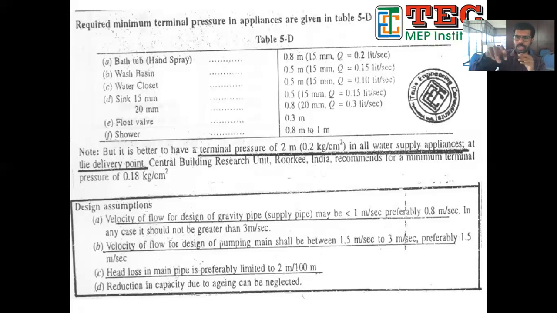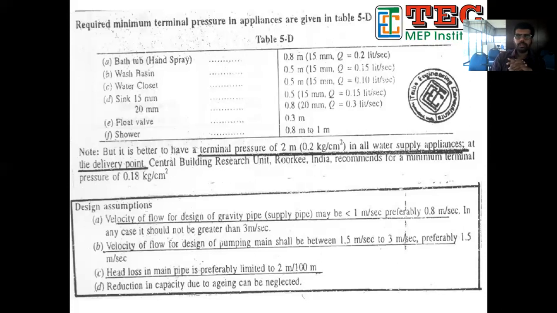For example, if you are opening a tap, it is better to have a terminal pressure of 2 meter or 0.2 kilogram per centimeter square in all water supply appliances. So washing machine or faucet or whatever it might be, the terminal pressure should be 0.2 kilogram per centimeter square at the delivery point.